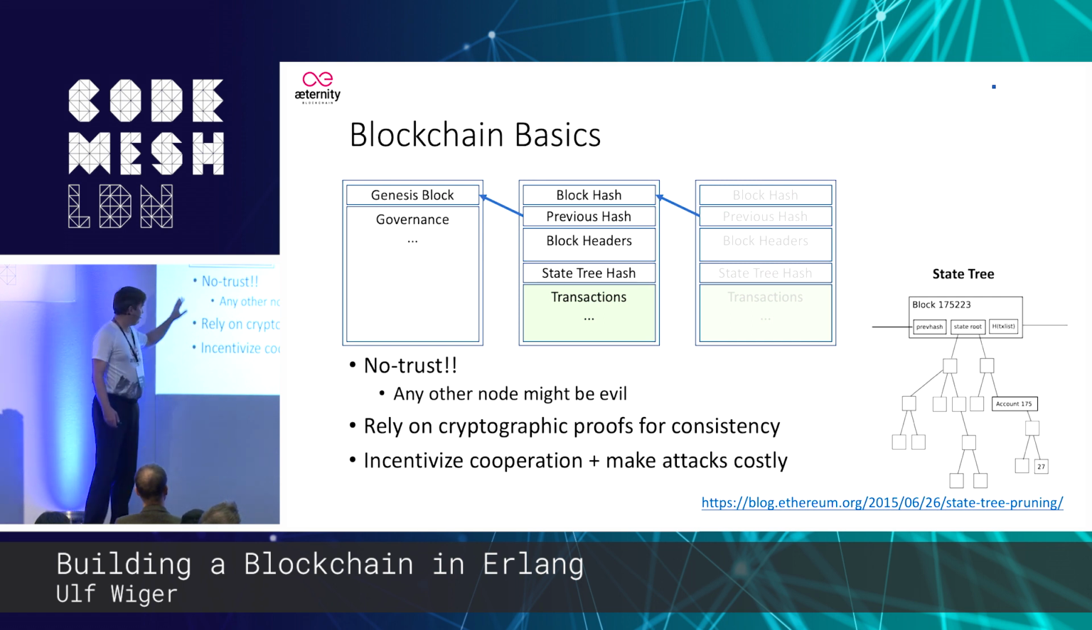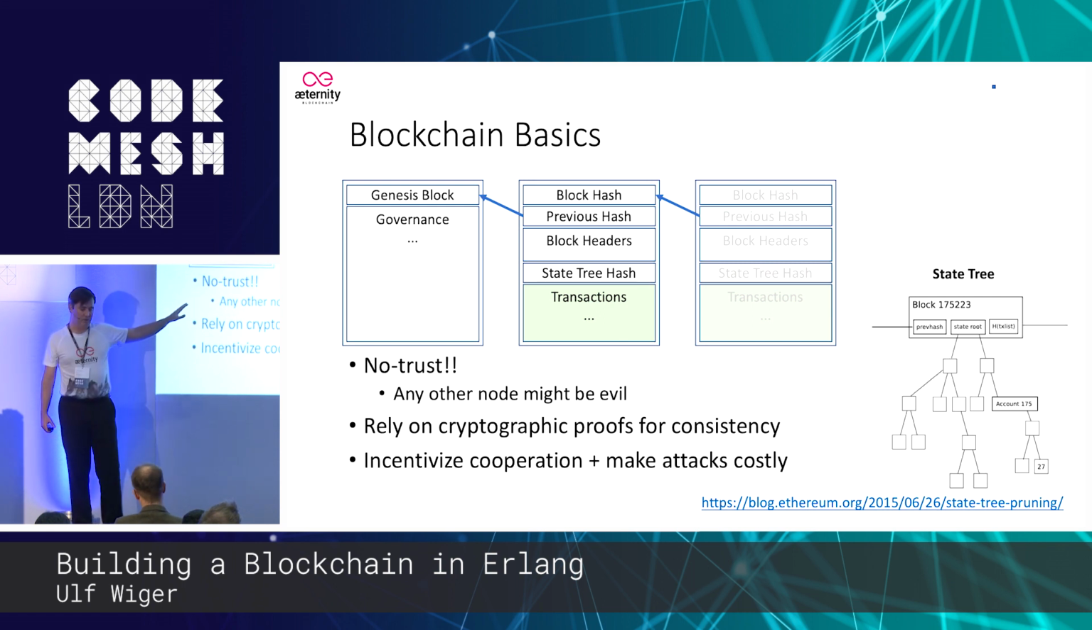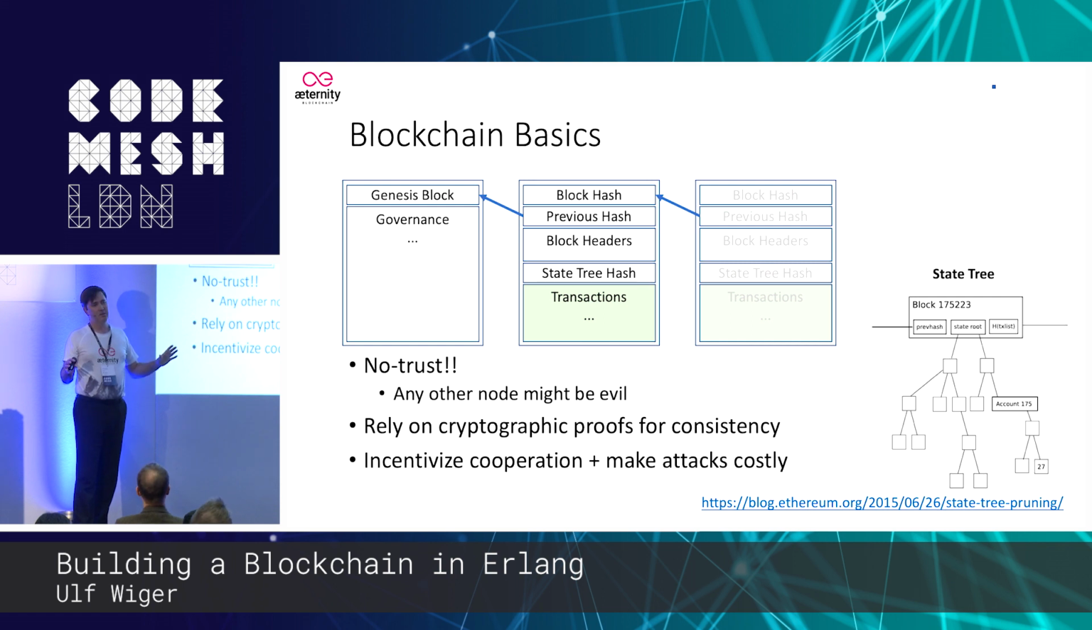A key point with blockchain technology is that they are no-trust systems. They're distributed systems, but you don't trust anyone. This makes it almost impossible to use any regular techniques for speeding up the consistency or the consensus protocols, because just about every distributed algorithm you know relies on you trusting the other nodes. So you have to think differently when you work with blockchains.